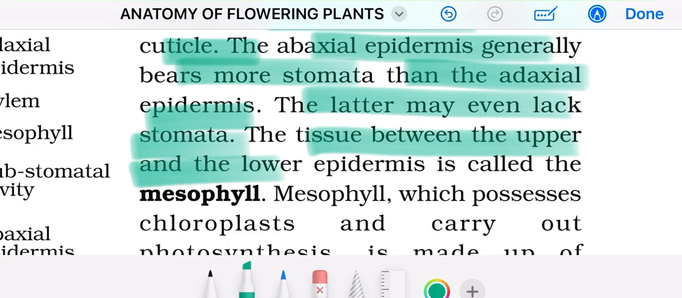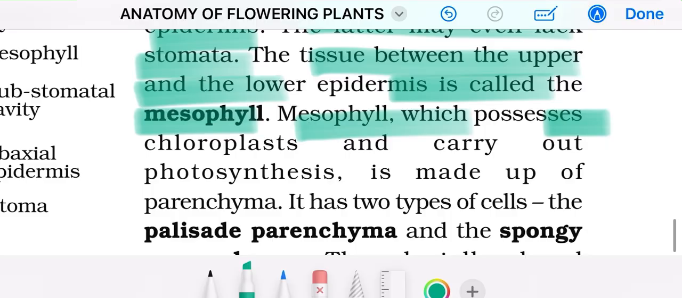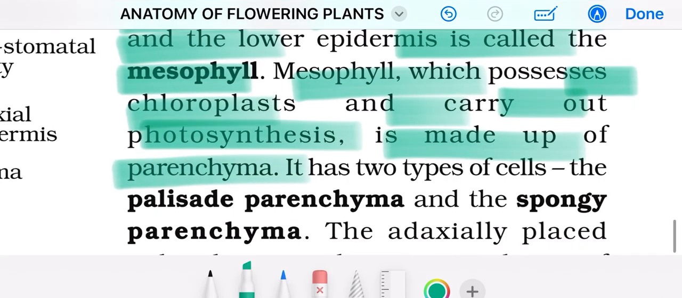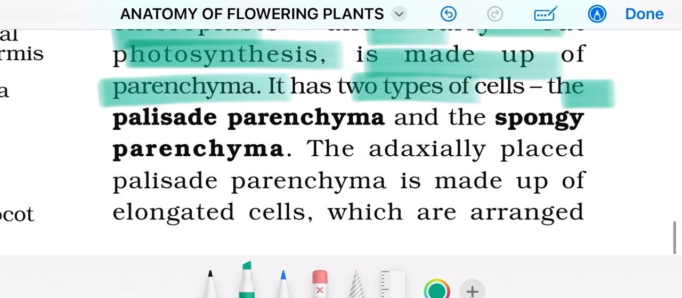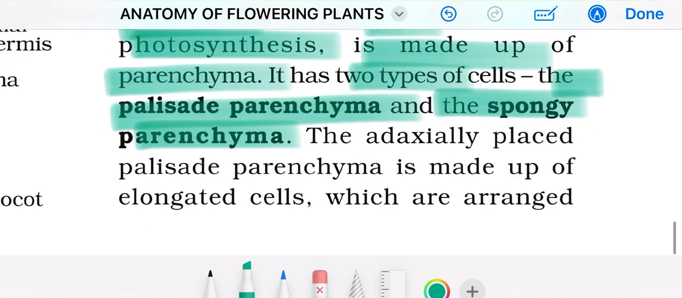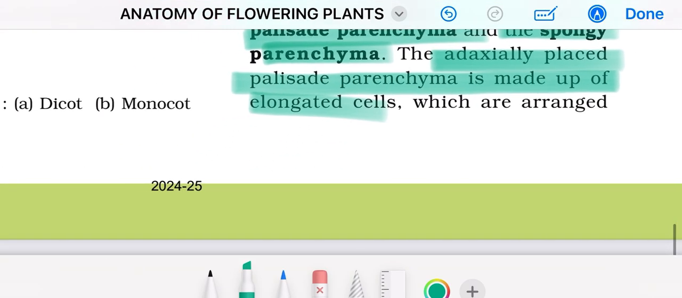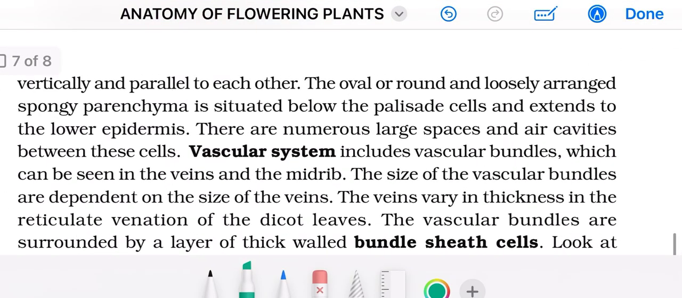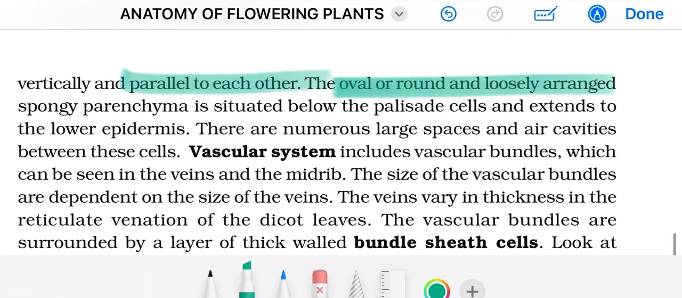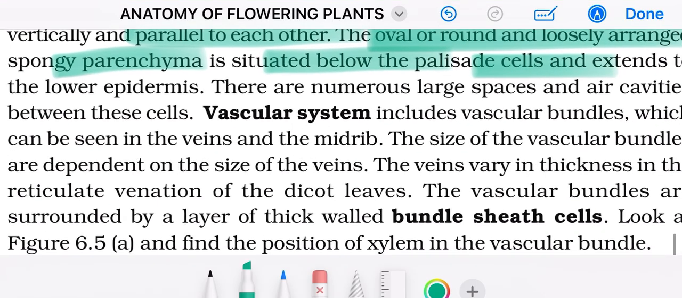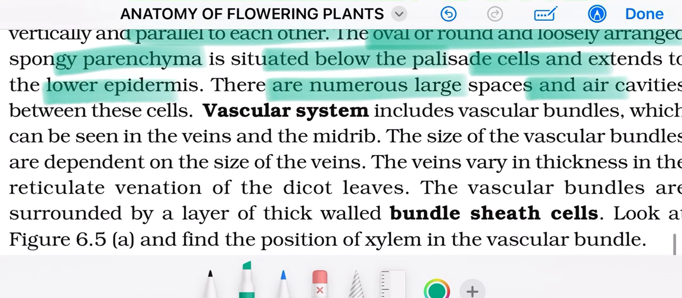The tissue between upper and lower epidermis is called mesophyll. Mesophyll, which possesses chloroplasts and carries out photosynthesis, is made up of parenchyma. It has two types of cells, the palisade parenchyma and spongy parenchyma. The adaxially placed palisade parenchyma is made up of elongated cells which are arranged vertically in parallel to each other. The oval or round and loosely arranged spongy parenchyma is situated below the palisade cells and extends to lower epidermis. There are numerous large spaces and air cavities between these cells.